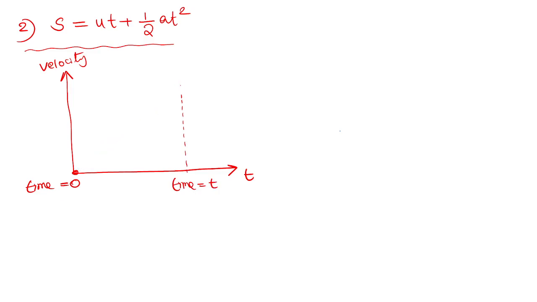Okay, let me draw the graph. Let me make a small change in the graph. Graph must be a line. There is no doubt in that. But it is not necessary that it must start from the origin. When time equal to 0, the body will have a velocity u, the initial velocity. This y-axis represents velocity, right? When time equal to t, the final time, the body will have the final velocity small letter v.